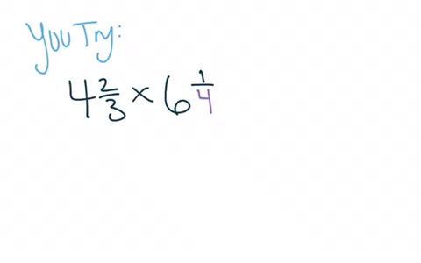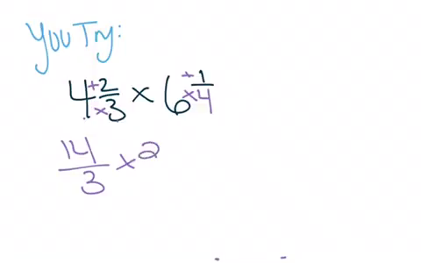All right, same thing here. We have 4 2/3 times 6 1/4. So we're going to multiply here, add here. So 3 times 4 is 12, plus 2 is 14. Keep the same denominator over 3. Times 6 times 4, which is 24, plus 1 is 25. Keep the same over 4.